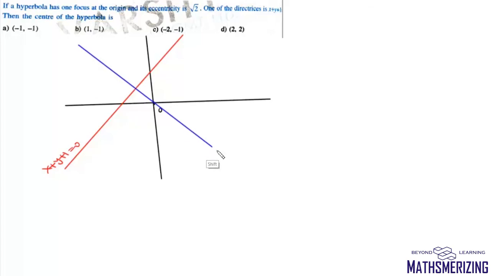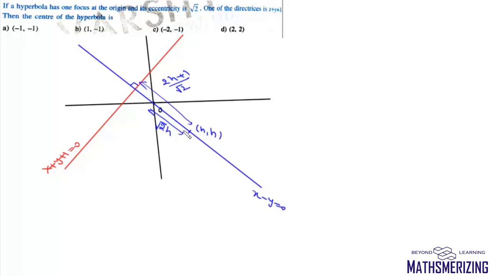We'll find the transverse axis of this hyperbola, and the transverse axis will be perpendicular to the directrix and will pass through the focus. So basically the transverse axis for this hyperbola is x minus y equals 0. And since the center will lie on this line, the center will be of the form, say, h comma h. Now the distance of the center from the focus will be root 2 h, and the distance of the center from the directrix will simply be 2h plus 1 upon root 2.